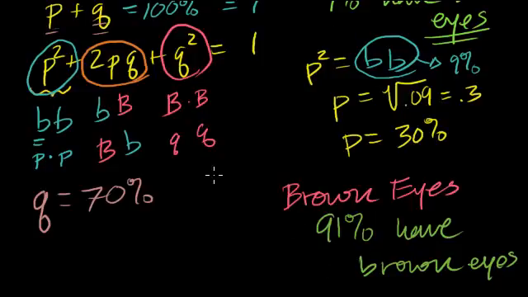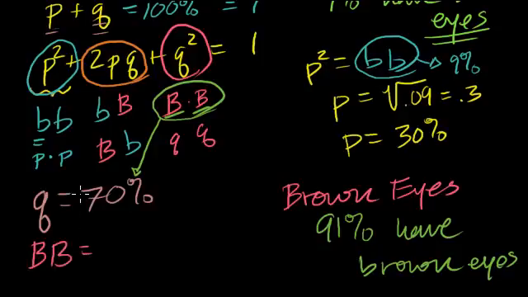Now, we just said 9% have blue eyes, 91% have brown eyes. What percentage of the population are going to be homozygous for brown eyes? So they need to have the capital B from both parents. Well, we know that the frequency of the capital B allele is 70%. So what percent are going to be homozygous dominant? Let me draw that. Homozygous dominant, the frequency is going to be Q squared. They're going to have to get an uppercase B from each parent. So that's going to be 0.7 squared, which is equal to 0.49 or 49%.